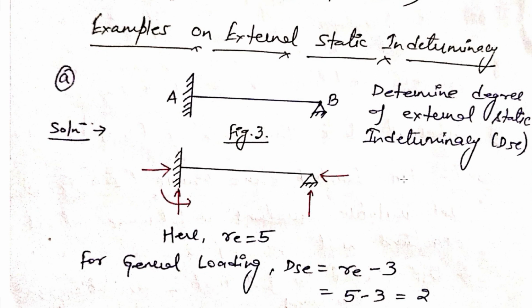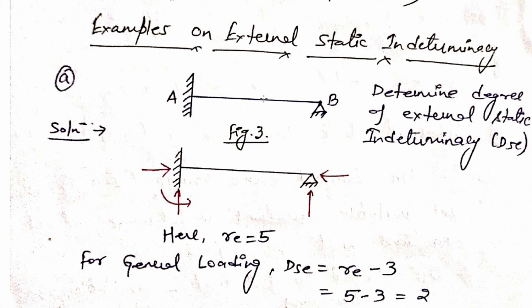So this is your beam here. This is a 2D beam with a fixed support at joint A and a hinged support at B. Determine the degree of external static indeterminacy, that is DSE. You have to find the value of DSE. So we know DSE is equal to Re minus R. Re is the number of reactions, and R is the number of independent equations. Here we have three equations, because we are not given any loading here.